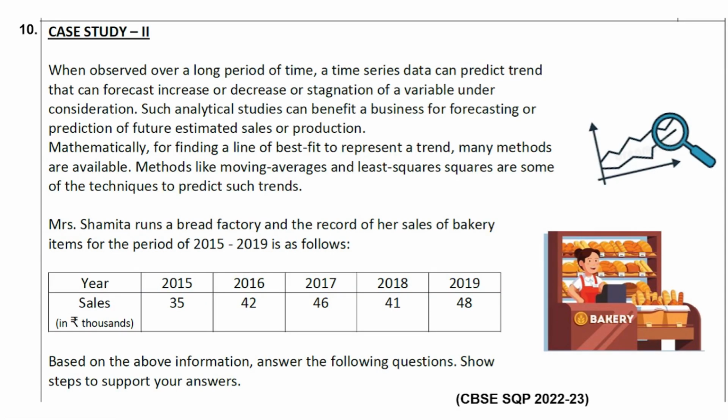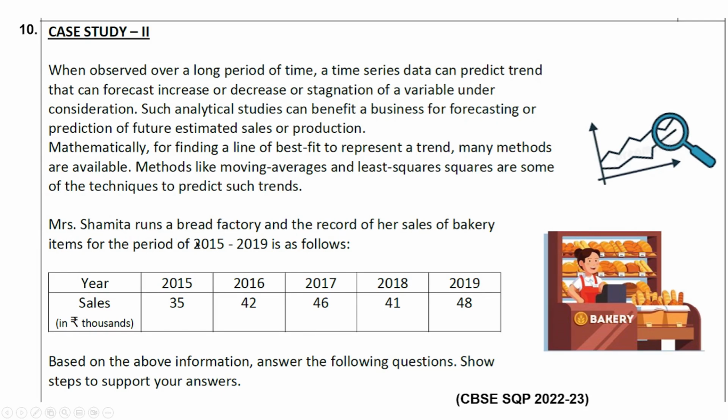The next question. When observed over a long period of time, a time series data can predict trend that can forecast increase or decrease or stagnation of a variable under consideration. Such analytical studies can benefit a business for forecasting or prediction of future estimated sales or production. So this is the information which is given about time series data. Mathematically, for finding a line of best fit to represent a trend, many methods are available. Methods like moving averages and least squares are some of the techniques to predict such trends. So we are aware of these methods. Here we have the question.